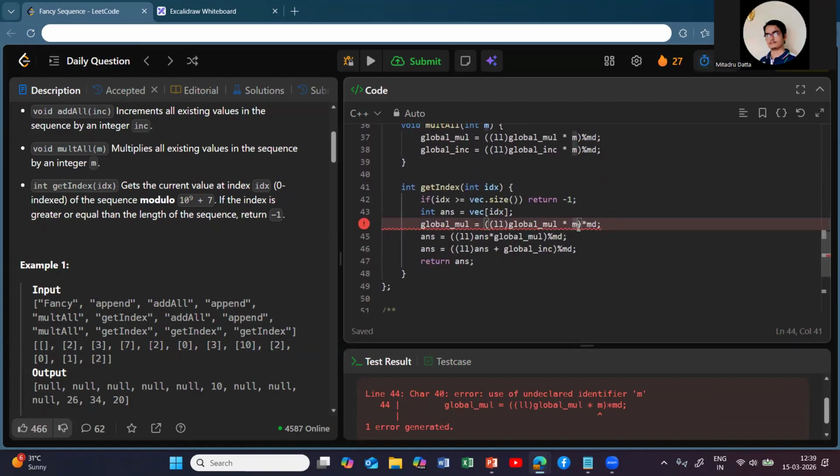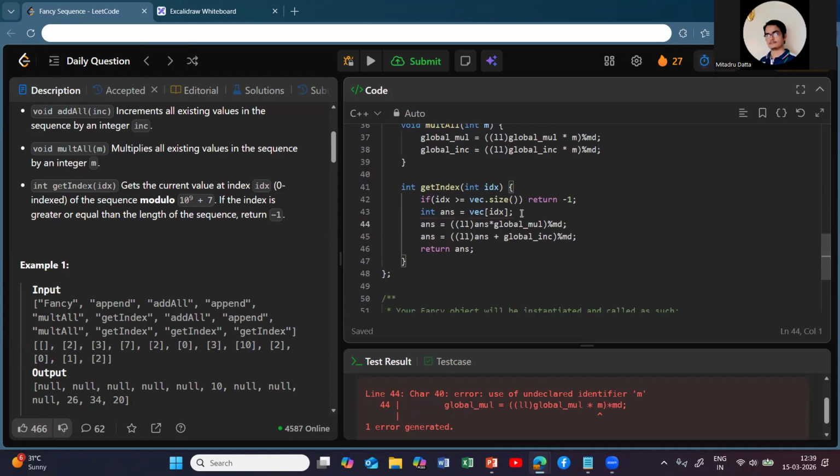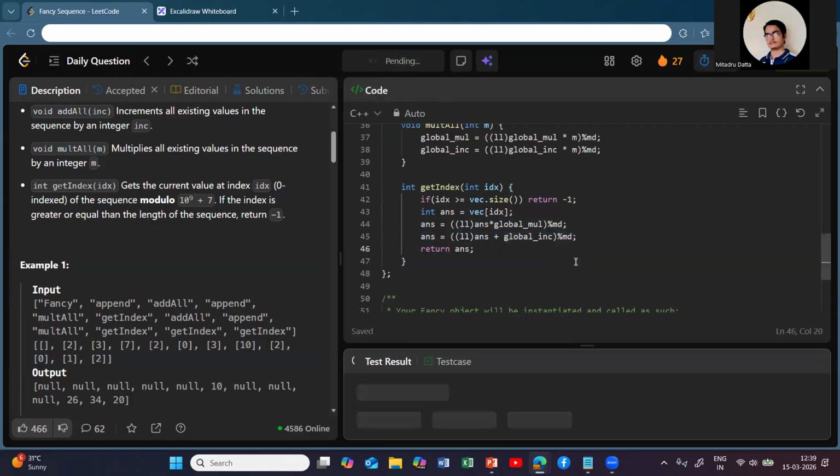global multiplier. What did I do this? This is not required, right? What is this? This is not required at all. Only you need to multiply this answer globally and also add it and return the result. So what was that? I don't know.